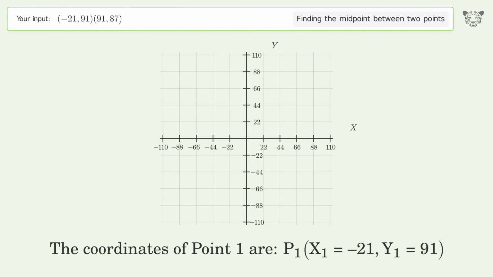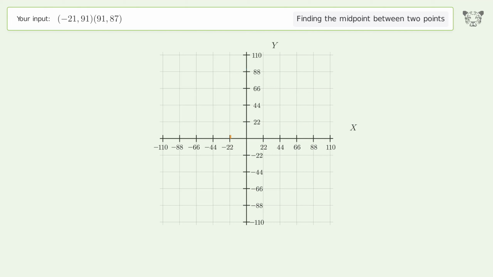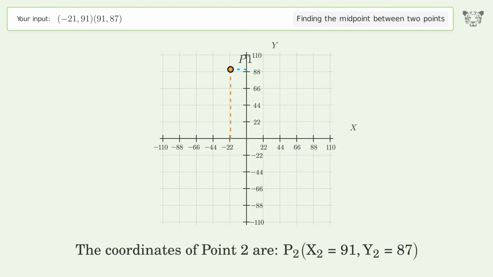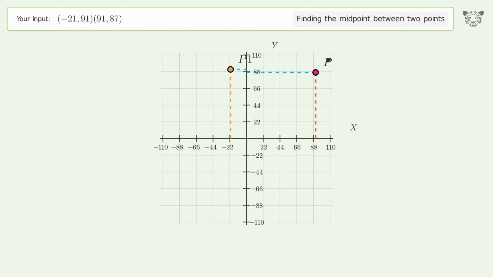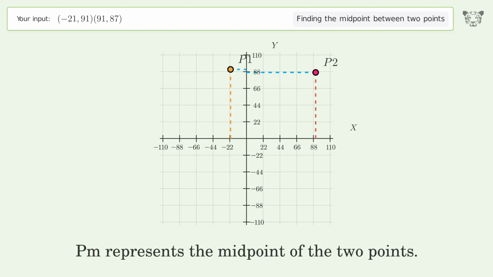The coordinates of point 1 are x1 equals -21, y1 equals 91. The coordinates of point 2 are x2 equals 91, y2 equals 87. PM represents the midpoint of the 2 points.